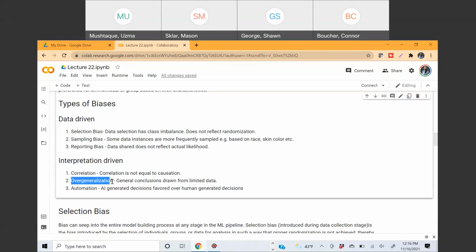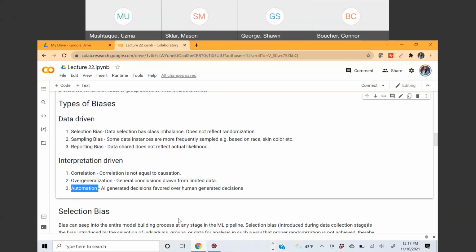Sometimes we like to overgeneralize things, which can be dangerous. For example, I have a small data set and I made some observations and some predictions using that data set. Maybe I collected the data set, let's say I live here in Troy, so I just collected a data set here and then I'm making the interpretation for the entire country or maybe the entire world. That could be an overgeneralization because my sample is not really representative of the entire world population, right? You will see that overgeneralization in a lot of research papers as well, so be careful when reading such papers, because that result is not representing the entire world, right? So that's something that's interpretation driven. And automation: AI generated decisions favored over human generated decisions.